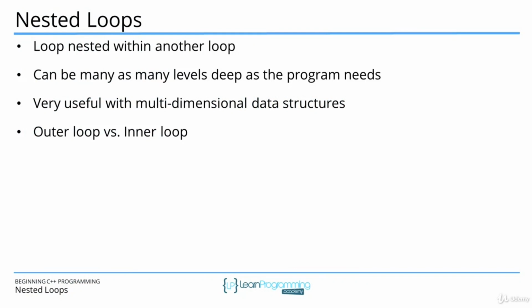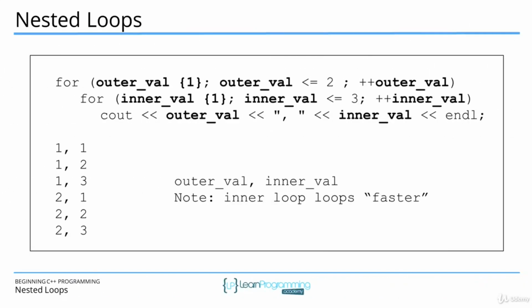Nested loops have many uses, but they're especially useful for multidimensional structures like 2D, 3D arrays, and 2D and 3D vectors. When we talk about nested loops, it's common to refer to the loops as the outer loop and the inner loop. Let's see some examples. Here's a pretty generic example of a nested loop. In this case, we have a for loop with another for loop within it. The outer loop is incrementing outer val from 1 to 2 by 1. The inner loop is incrementing inner val from 1 to 3 by 1.